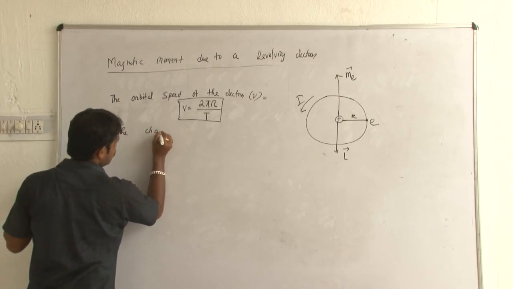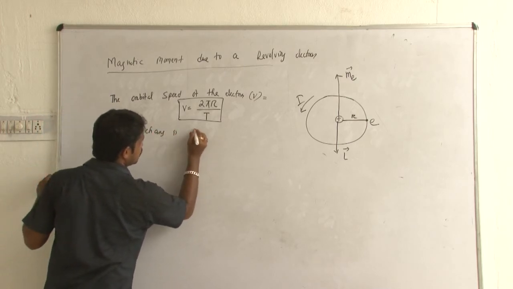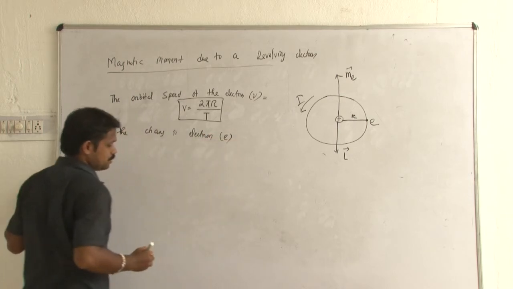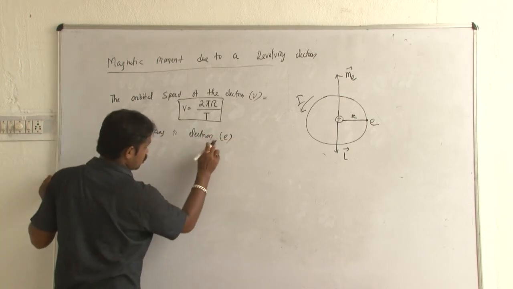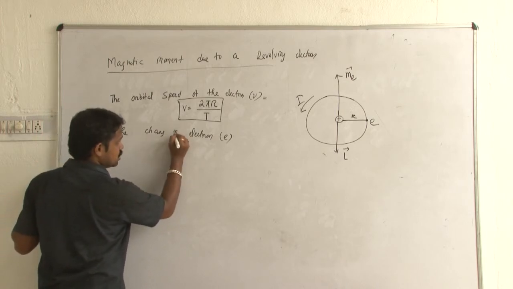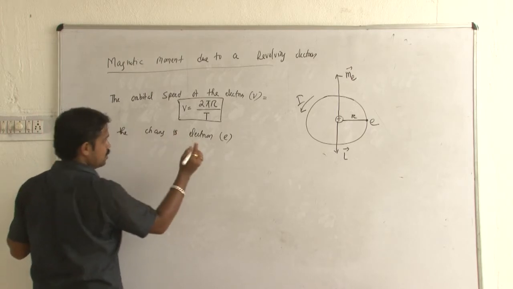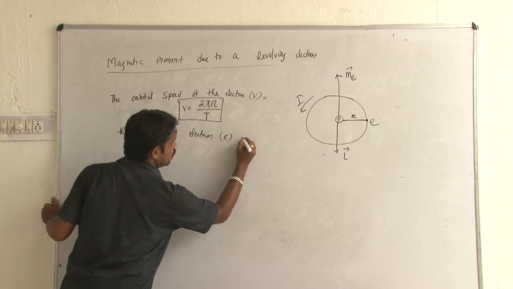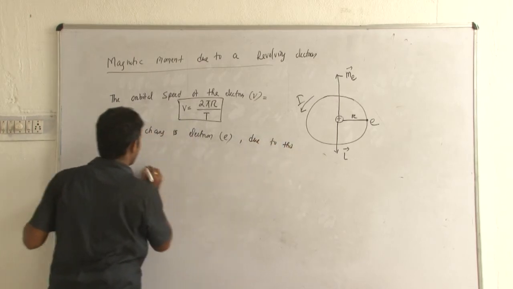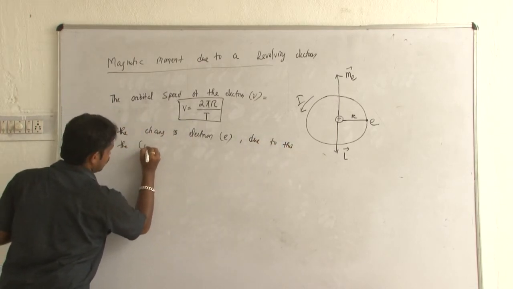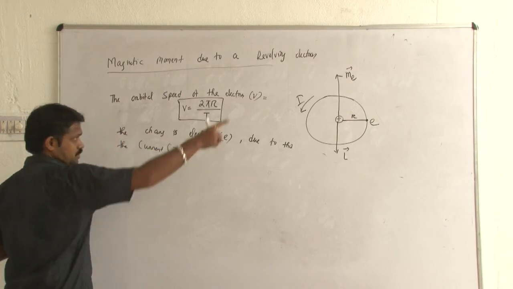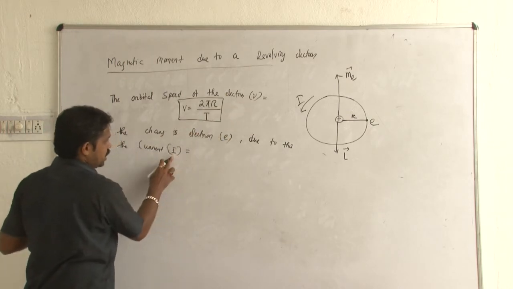The charge is electron e, very simple. Due to this charge, the electron, what is the current flow? So the charge is electron e. Due to this, the current flowing in the orbit, let us put it as I.